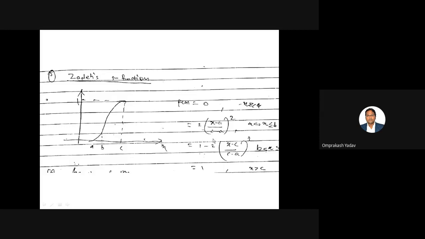2 into x minus a divided by c minus a, squared. Then the next line is there from b to c, not line, the curve b to c. So for this one also, that term will be there. Okay, two terms. So 2 x minus c. Now here we are subtracting x minus c divided by c minus b. And 1 minus 2 x minus c divided by c minus a, the whole square. And the last, after that c, we are having the constant value 1.